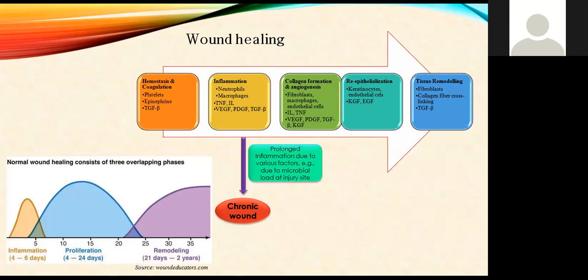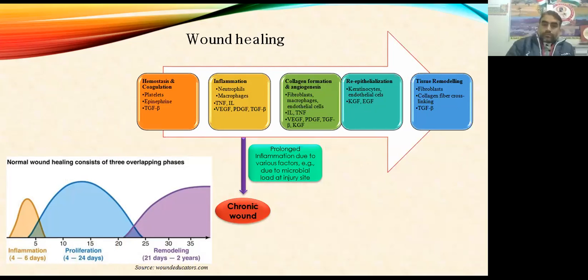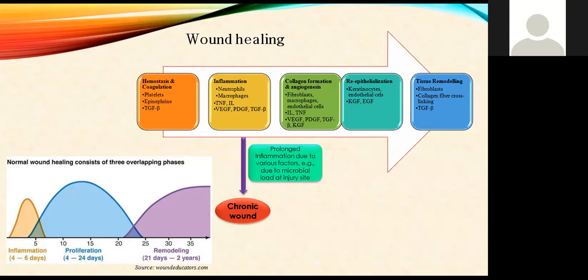Now we will proceed to wound healing and its phases. Wound healing is normally composed of four basic phases. These are hemostasis, inflammation, proliferation, and tissue remodeling. Proliferation consists of two things. One is dermis formation, in which collagen formation and angiogenesis occur, and there is keratinocyte migration, where reepithelialization occurs.